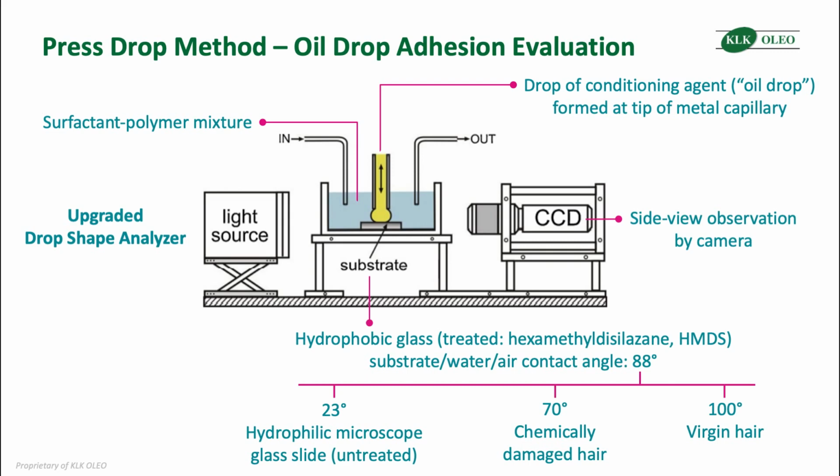At the beginning of the experiment, the oil drop was pressed against the substrate by increasing its volume. It was left in contact with the substrate for several minutes. Then the oil drop was slowly detached from the substrate by reducing its volume. The shape of the oil drop during detachment was recorded using a camera. The detachment was repeated several times to ensure that the results were reproducible.